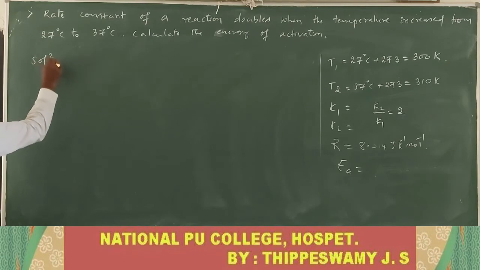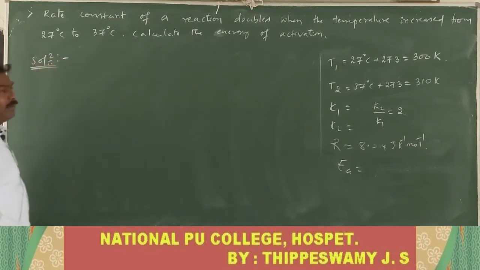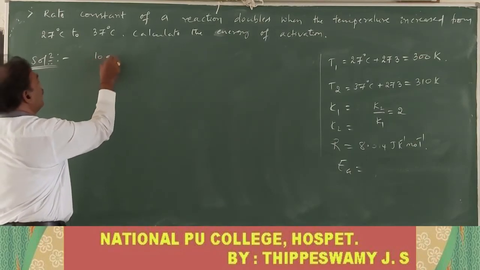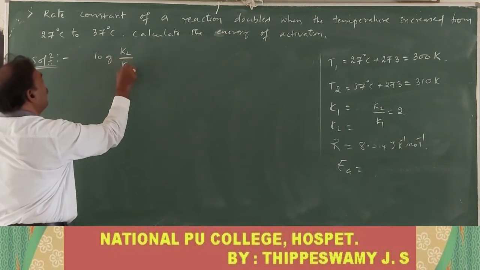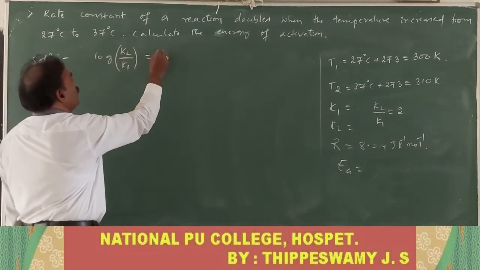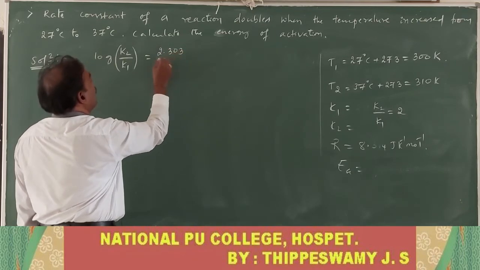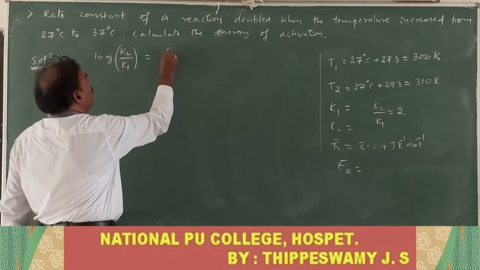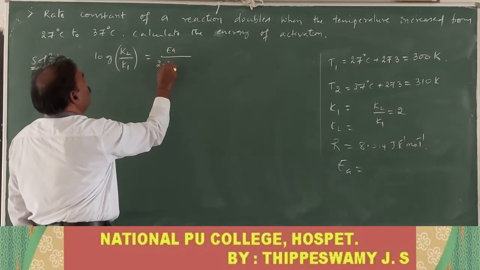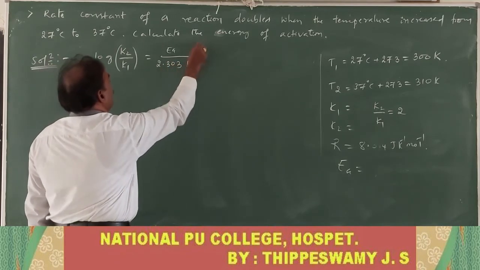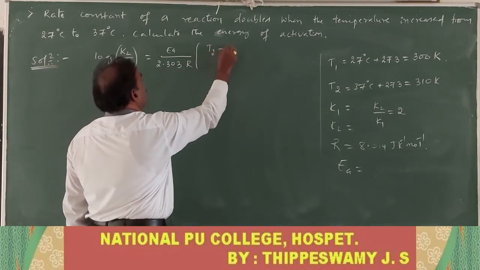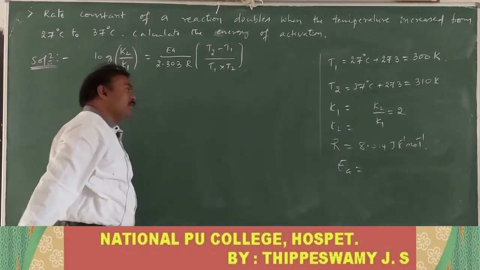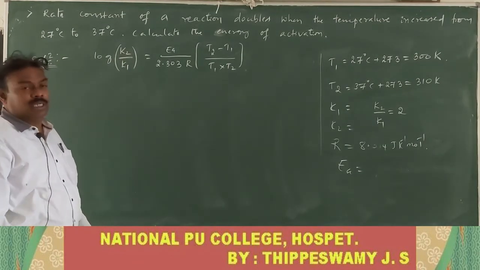What do you know about the Arrhenius equation at 2 temperatures? Can you tell me? The Arrhenius equation at 2 different temperatures is log K2 divided by K1 is equal to Ea divided by 2.303 R, into T2 minus T1 divided by T1 into T2. This is the formula we have to use for the Arrhenius equation at 2 temperatures.